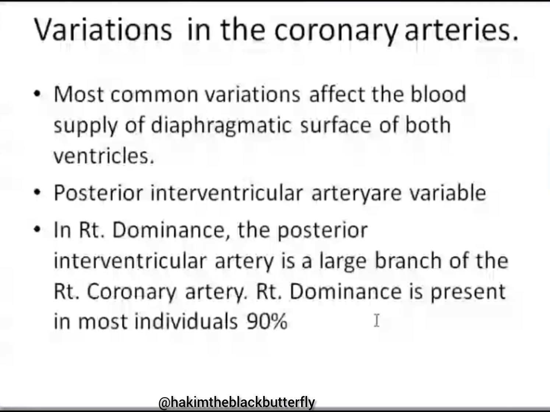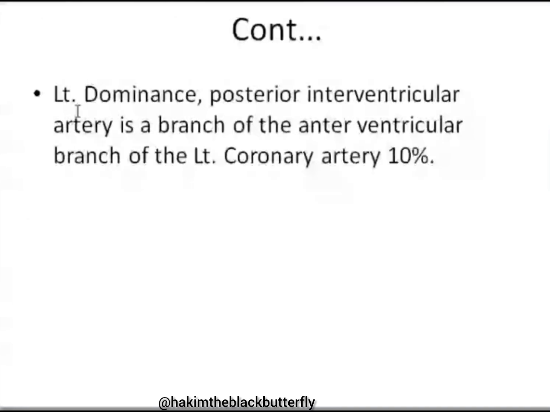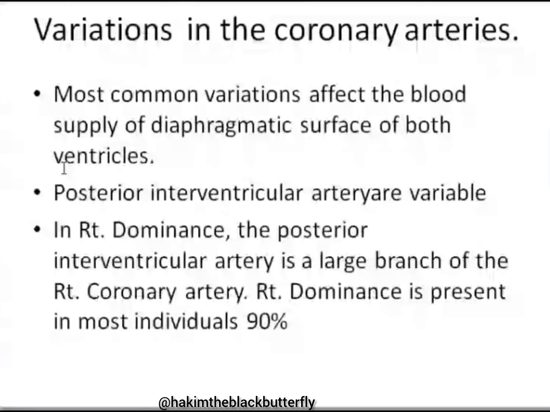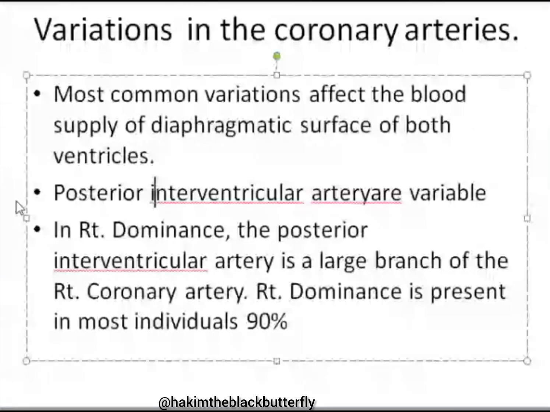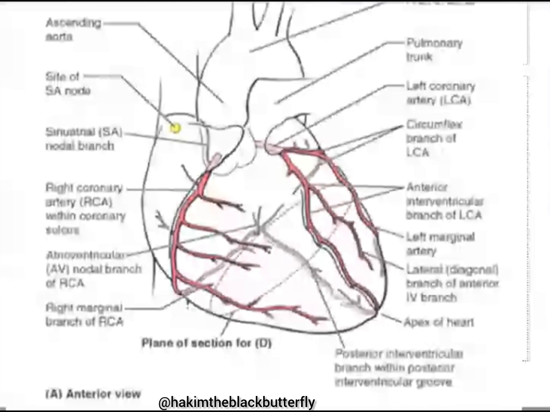We have what we call coronary dominance, which is divided into right coronary dominance and left coronary dominance. Most of our hearts are right coronary dominant. Now, what do we mean by coronary dominance? Let us look at this branch, the posterior interventricular artery. You remember it's a branch of the right coronary.